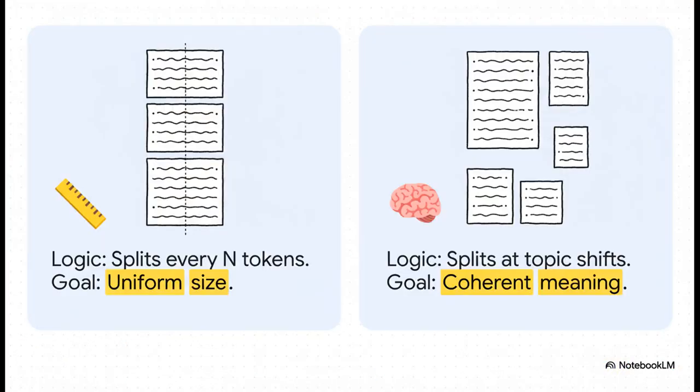The key difference here really comes down to the goal. See, fixed size is all about uniform size. Semantic chunking, on the other hand, is all about coherent meaning. It uses something called sentence embeddings, which is just a fancy way of turning sentences into numbers to spot the natural breakpoints where one topic ends and another one begins. The result? Each chunk is a self-contained, logical piece of information.